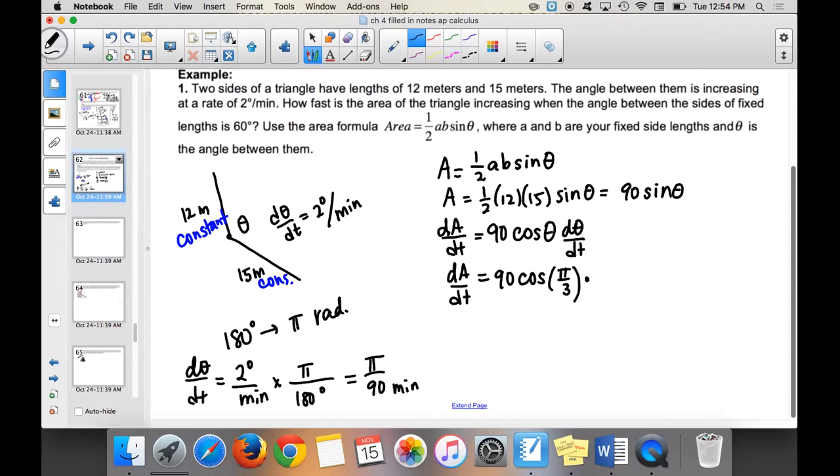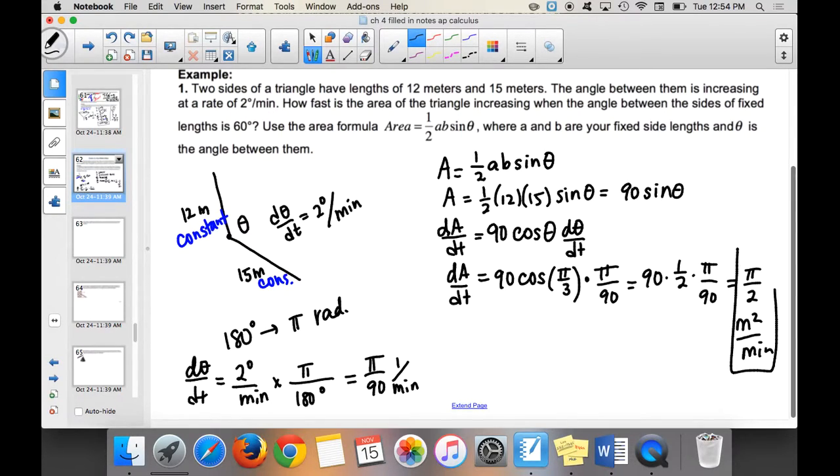And my units are per minute, like 1/minute, or radians per minute, right? Do you guys see that? So it's going to be pi over 90 here. So 90 times 1/2 times pi over 90. So we end up getting pi over 2. And now our units are what we want, meters squared per minute. So it's kind of weird, but basically if you see that you have degrees in a problem, I would just change them to radians. That's the best way to do the problems.